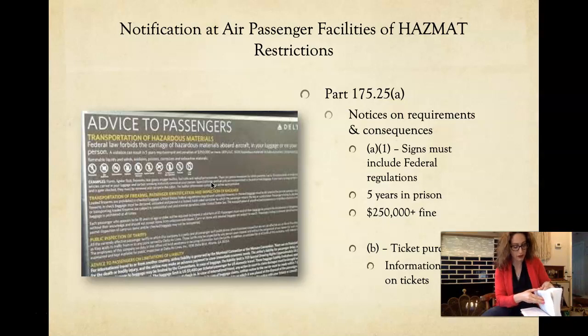Because you are responsible to not bring anything illegal on board the aircraft. You can't claim you didn't know, right? That's not ever an excuse.